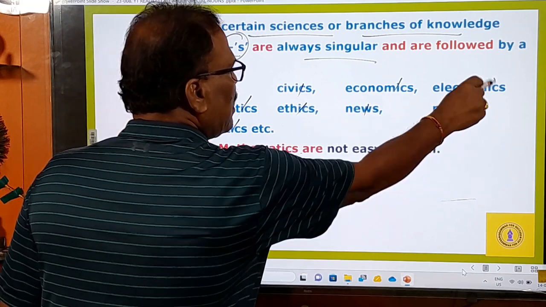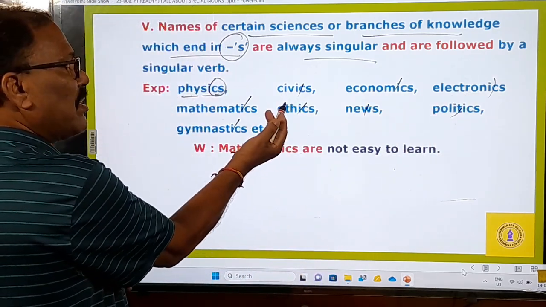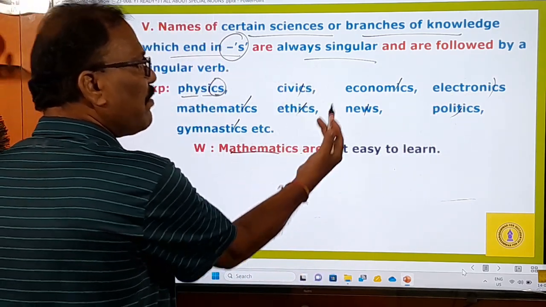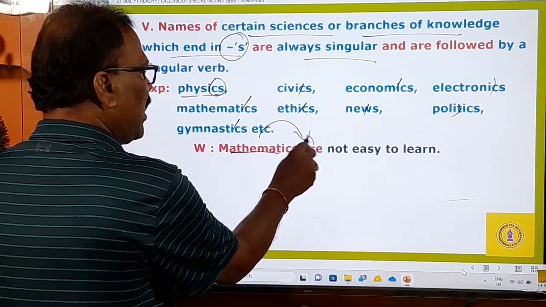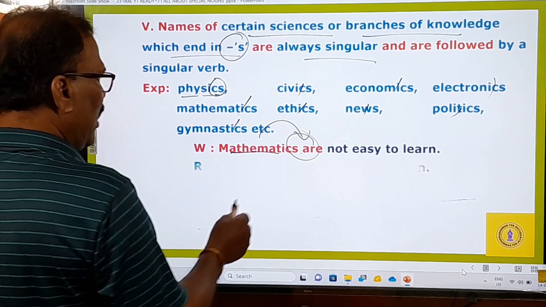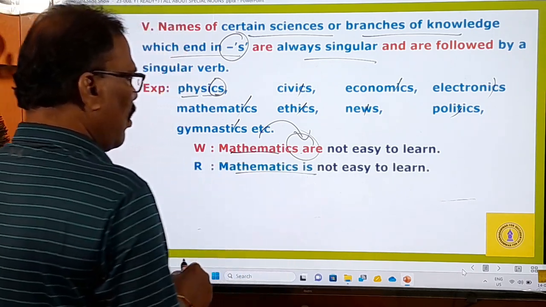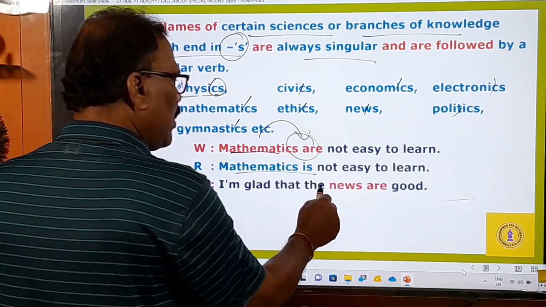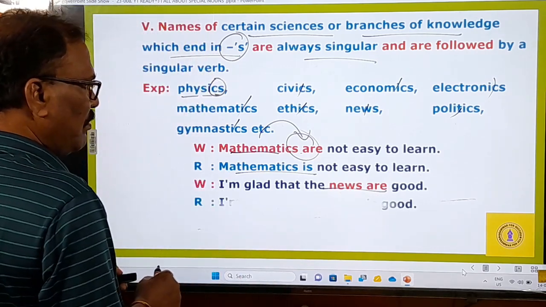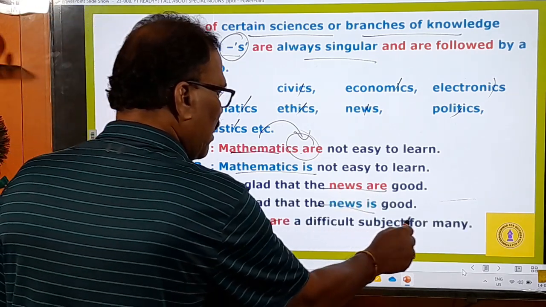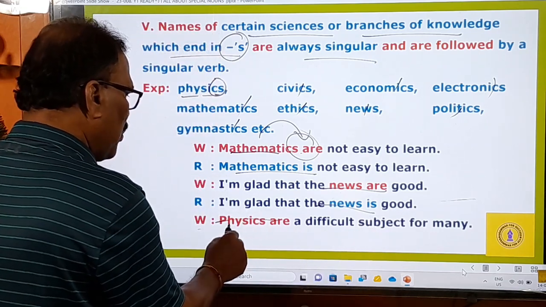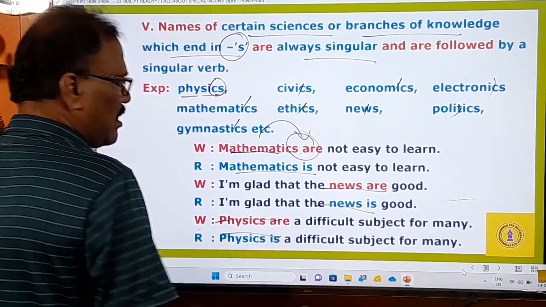They are all ending in -es, but they are not plural words. Don't mistake them for plural words. They are all singular words. Therefore, we use only a singular verb after them. You have to say "mathematics is not easy," right? And not "I am glad that the news are good." No, news is good. One more example here: "Physics are a difficult subject for many." Don't say physics are, say physics is.